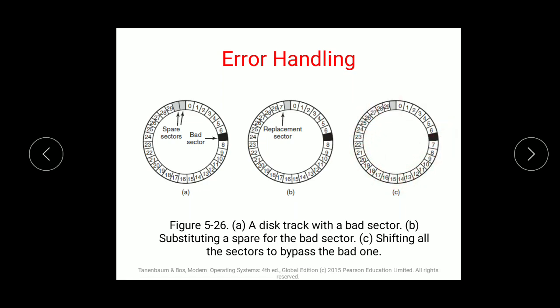So these are the three types, shown as a disk track with a bad sector. Once the bad sector is tracked, remove that bad sector and add two spare sectors into it. Second is to replace the bad sector with one spare sector and discard the bad one. And the third one is shifting by one, adding one spare here and one in between where the bad sector has been bypassed. So these are the three types of error handling.